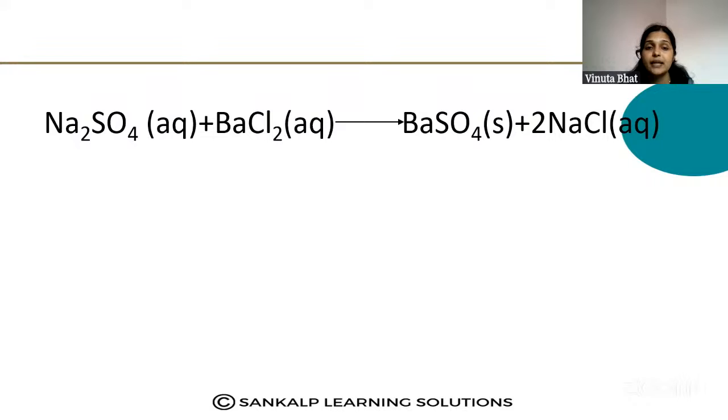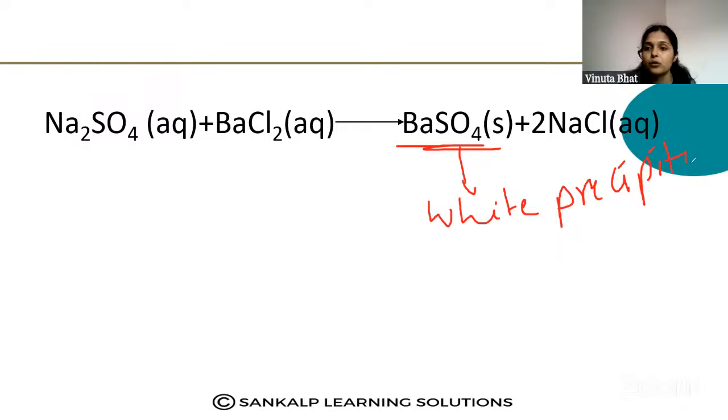Sodium sulfate reacts with barium chloride. It forms the barium sulfate and sodium chloride. Here we can say that the white precipitate is formed. White precipitate will be formed. So by observing this, we can say that there is a chemical reaction taking place.